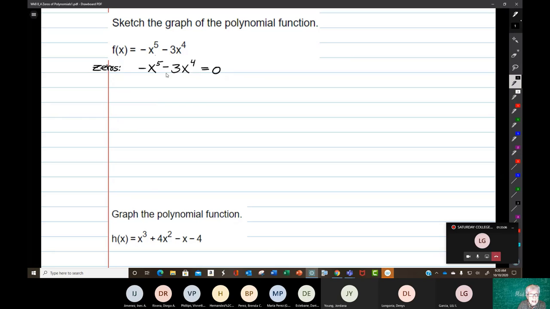All right, well, I can factor this by GCF. I can pull out a common factor, that's what I'm going to do. And since the leading term is negative, I'll pull out a negative GCF. Both of these terms contain x to the fourth. So if I pull out a negative x to the fourth, then I'll be left with x plus 3.